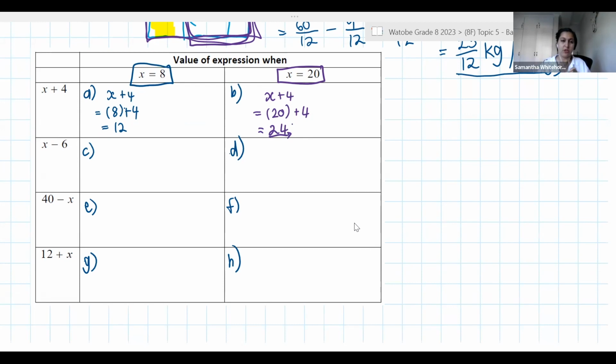So remember, guys, what you're doing here is substitution. Remember to give me the final simplified answer, and remember to just take note of what signs you're working with when you are substituting.